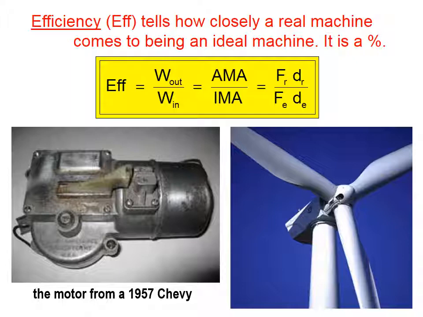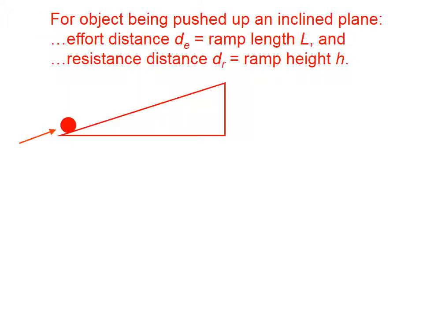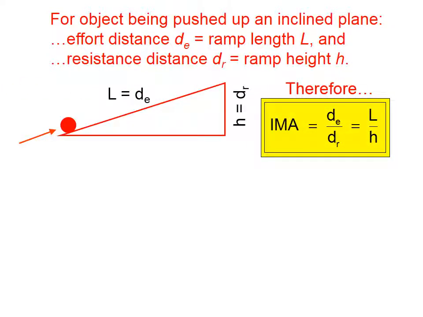For an object being pushed up an inclined plane, the effort distance, dE, is equal to the ramp length L, and the resistance distance, dR, is equal to the ramp height, H. Resistance distance is essentially the height that we would raise this mass to against gravity. For an inclined plane, the ideal mechanical advantage is equal to L over H.